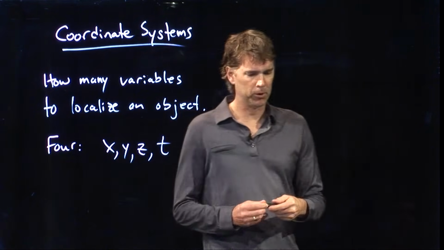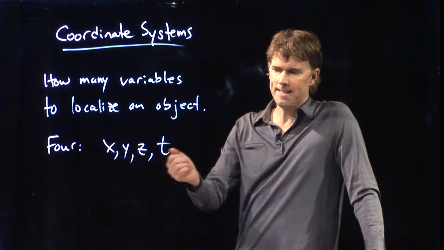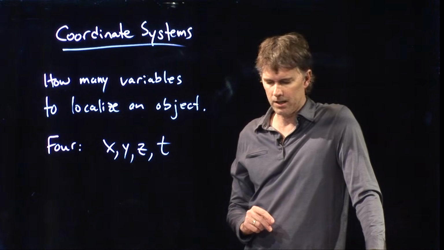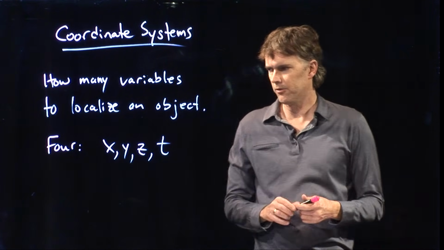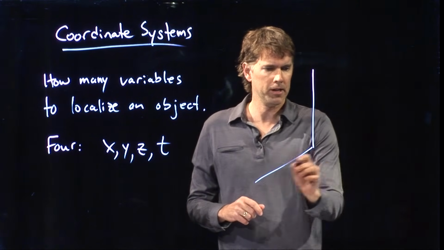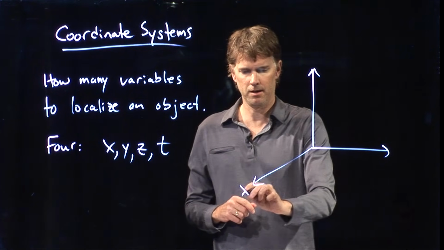If the object's moving along, x, y, z tells where it is in coordinate space. T tells us, as time progresses, where it is in that coordinate space. All right, so let's start with this idea of x, y, z. And everybody has probably seen this sort of picture over and over and over again.